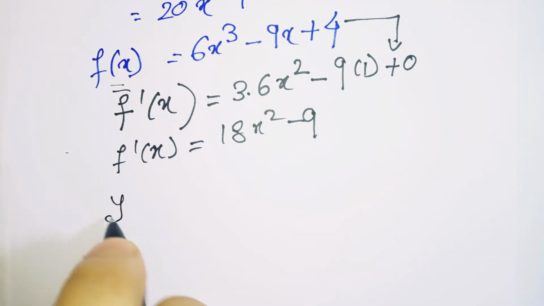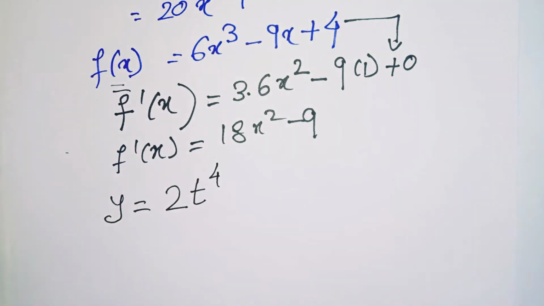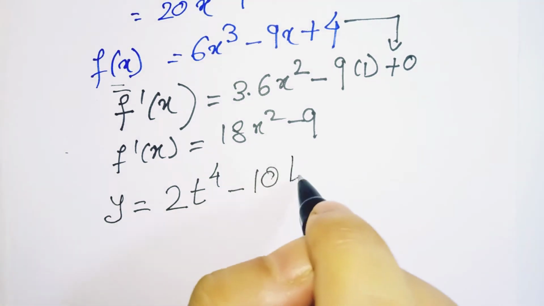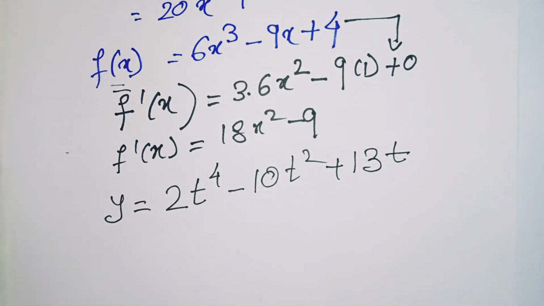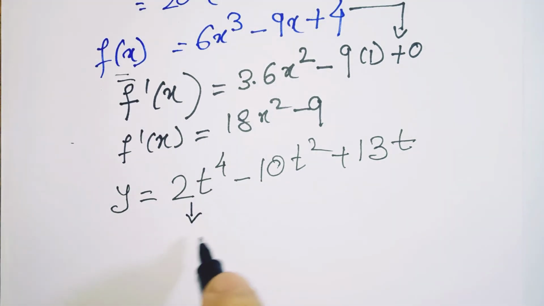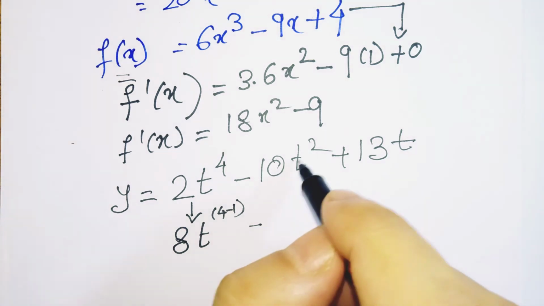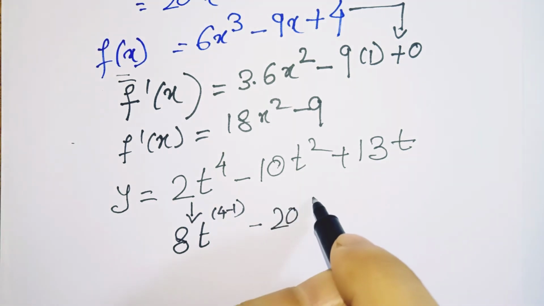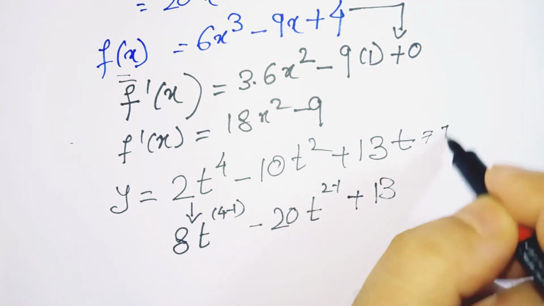Say for example, if we're given y equals, we use a different variable this time, 2t raised to the power 4, minus 10t raised to the power 2 plus 13t. So similarly, we follow this rule. We take a step-by-step derivative of this. So I can write this as 4 multiplied by 2, it would be 8t, 4 minus 1, that would be 3. Then I put the minus sign. So this would be 10 multiplied by 2, 20t, 2 minus 1 is 1, plus 13, and this one is always 1.